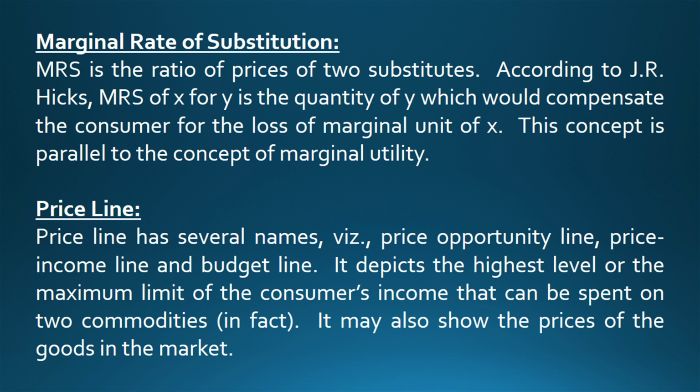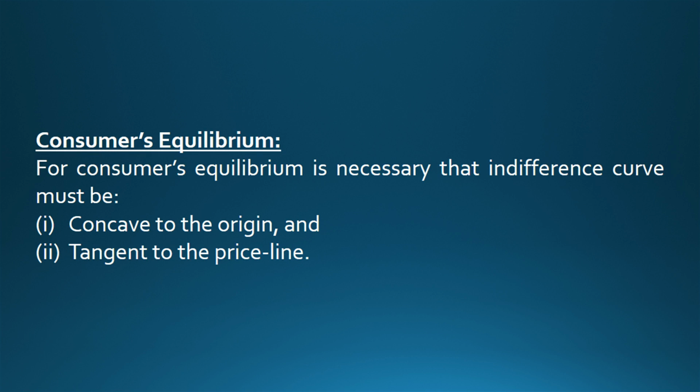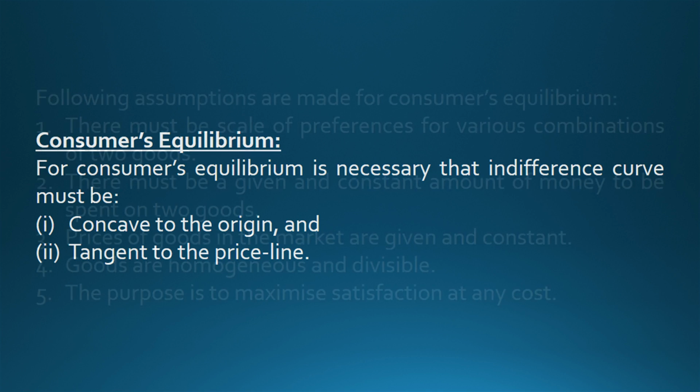Price line. Price line has several names, viz. price opportunity line, price income line and budget line. It depicts the maximum limit of the consumer's income that can be spent on two commodities. It may also show the prices of the goods in the market. Consumer's equilibrium. For consumer's equilibrium it is necessary that the indifference curve must be 1. convex to the origin, and 2. tangent to the price line.